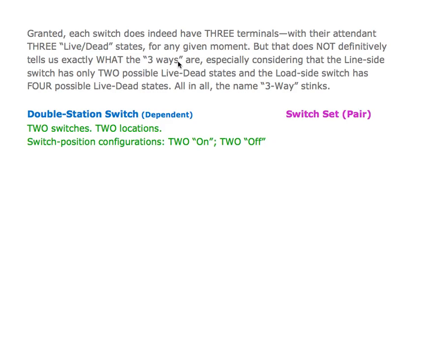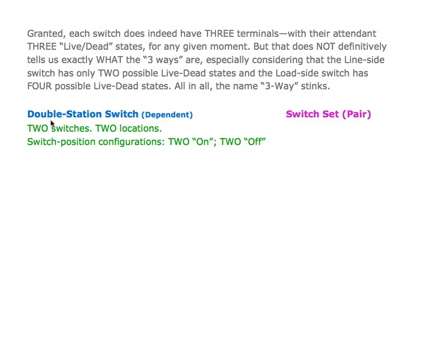Now, granted, each switch does indeed have 3 terminals with their attendant 3 live dead states for any given moment. But that does not definitively tell us exactly what the 3 ways are, especially considering that the line side switch has only 2 possible live dead states and the load side switch has 4 possible live dead states. All in all, the name 3-way stinks.